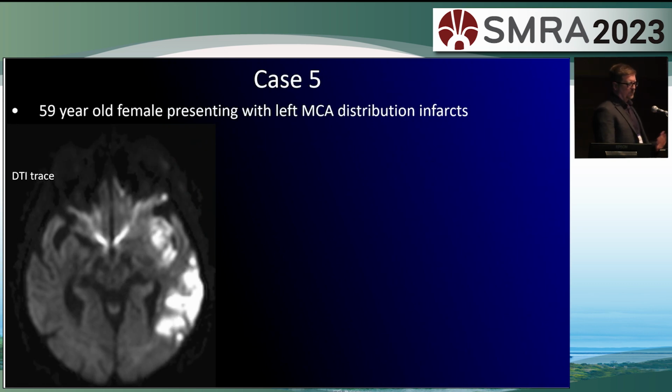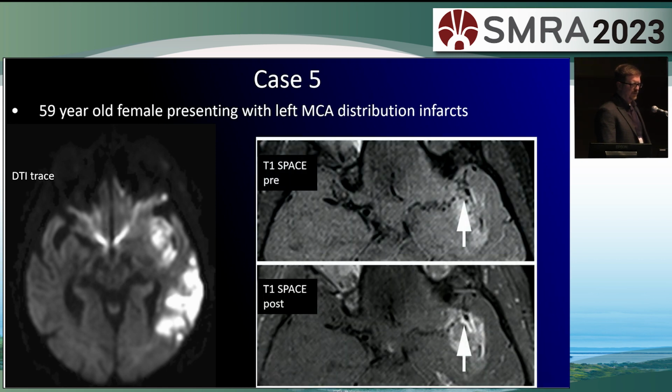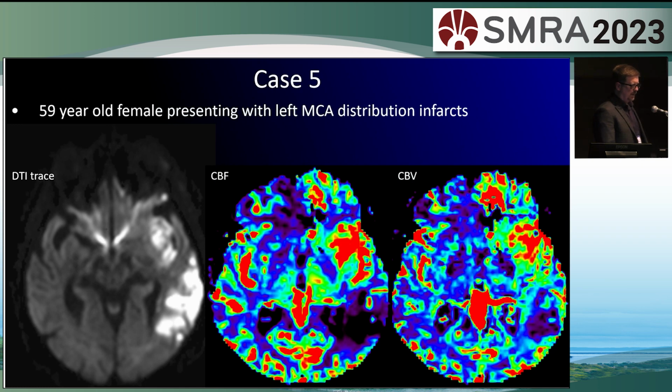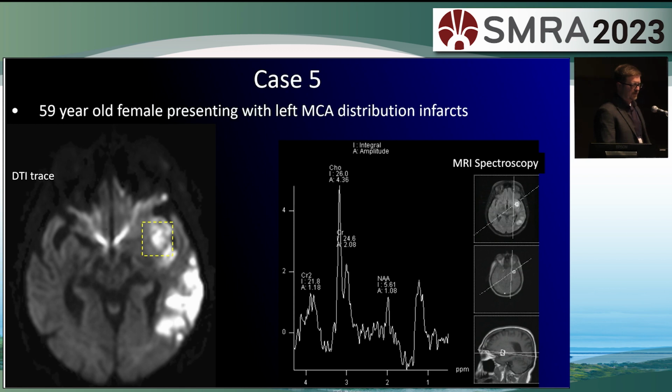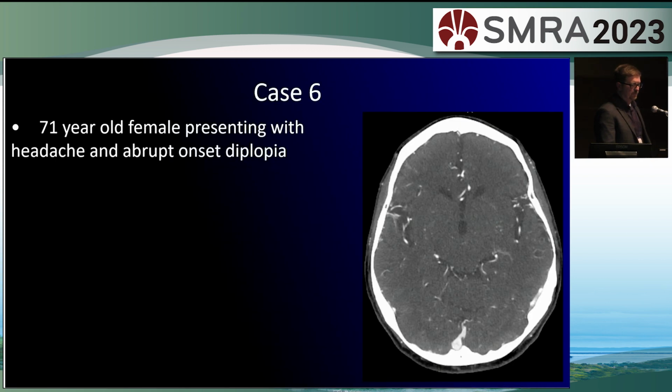Another case: presumably a left MCA distribution infarct, though it was hard to see the vessel on T2 weighted images. There was very thick enhancement on T1 post-contrast imaging. This area looked strange enough that we took another look at it on perfusion. Unexpectedly, there was high perfusion in this region. This patient turned out to have a high-grade tumor, a GBM wrapping around an M1 branch.